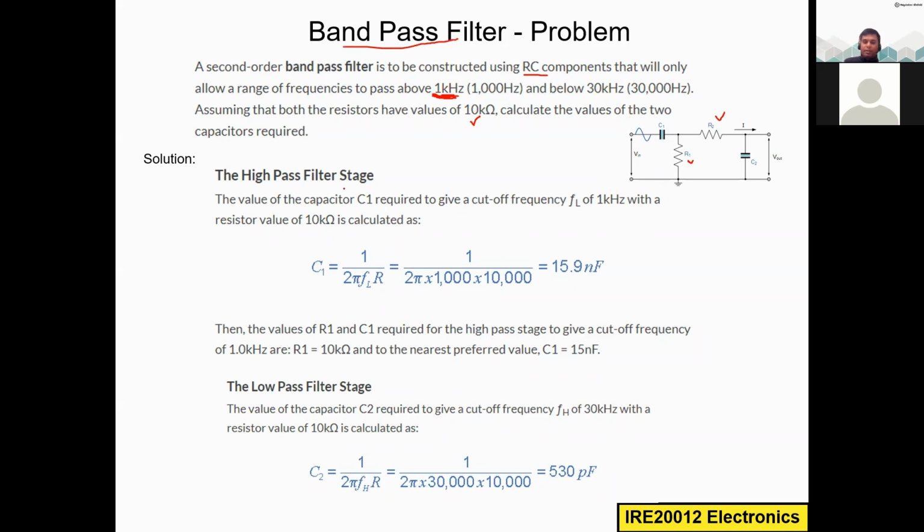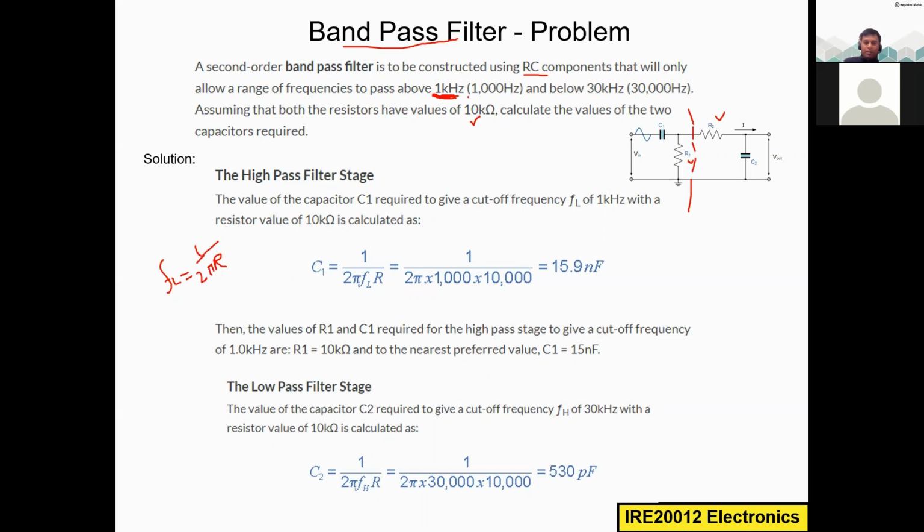So the high pass filter stage, of course, this is a high pass filter, right? This is the total band pass filter, but we can divide it into two sections. The first section is high pass. The value of the capacitor C1 required to give a cutoff frequency FL, that is 1 kilohertz, which they had already given, with a resistor value of 10 kilo ohms is calculated. We know the formula for FL: FL is equal to 1 divided by 2 pi RC, so here R1 C1.